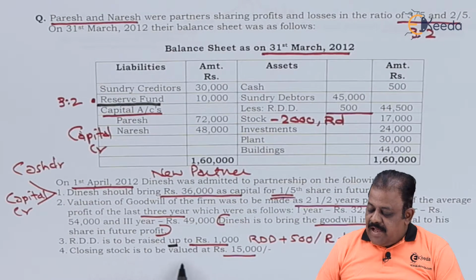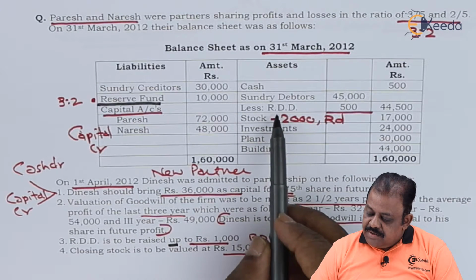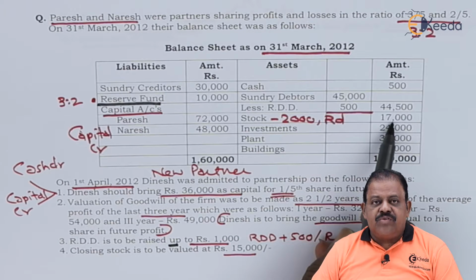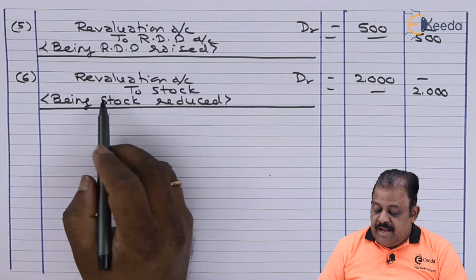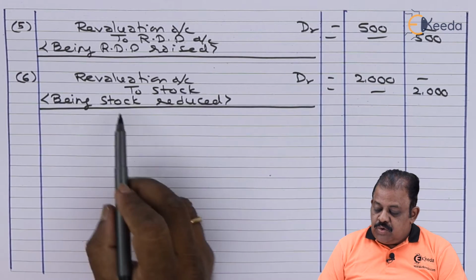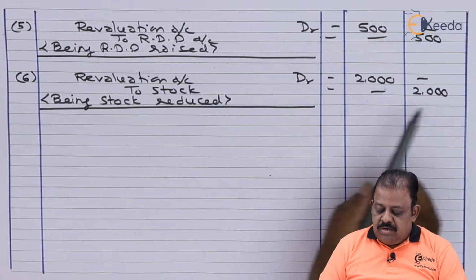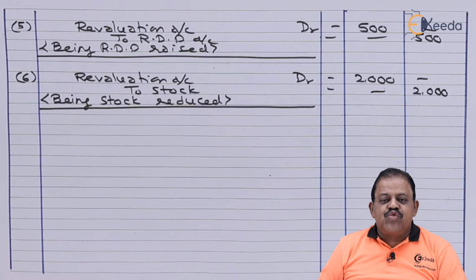Closing stock is to be valued at rupees 15,000. Here closing stock we have 17,000. That means it is reduced by 2,000. Revaluation account debit 2,000 to stock account 2,000, being stock reduced.